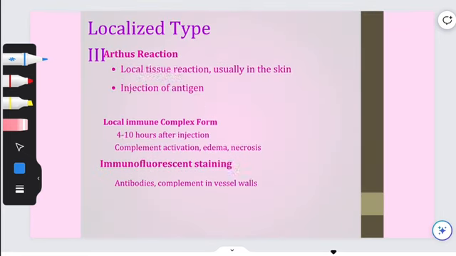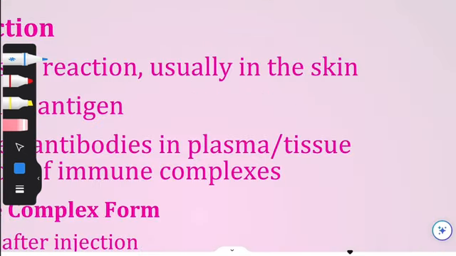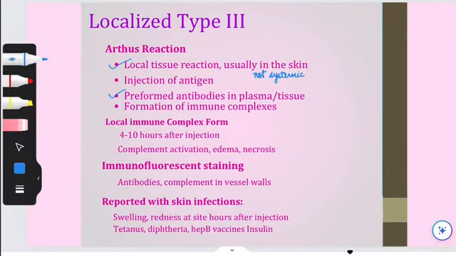The Arthus reaction is the other type of type 3 hypersensitivity reaction. It is also caused by antigen-antibody complexes. However, the complexes don't circulate in the plasma and deposit in tissue, but instead form within tissues where they cause disease. This is a local reaction, not systemic like serum sickness. It's usually in the skin. What happens is when you inject some antigen, preformed antibodies in plasma or tissue will bind the antigen and form immune complexes locally right in the skin where you injected the antigen.